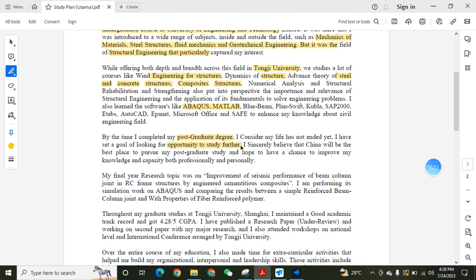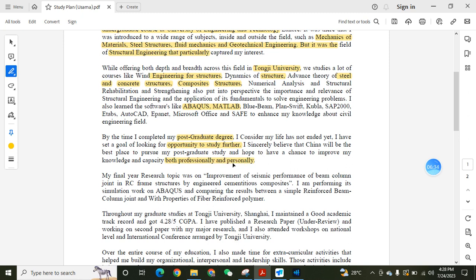I applied in China, at Tongji, the same university. So you can say that I think this country is very good for lab facilities, and it also gives a lot of opportunities after the degree. So I thought, I could apply here.